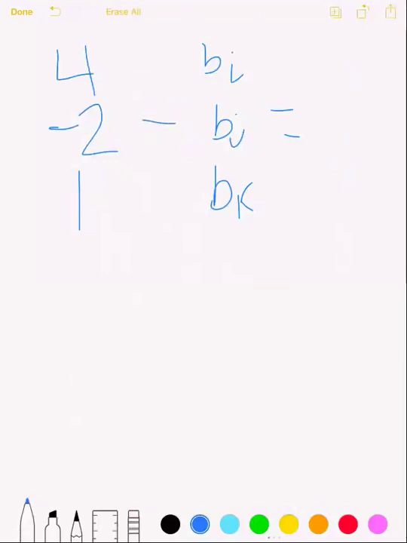So that would be minus. And it says j. So there's nothing in the i slot. There's 1 j and nothing in the k slot. So 4 minus something gives us 0. That something would be 4. -2 minus something gives us 1. That would be -3. And 1 minus something gives us 0. That something would be 1. So that's 3C.